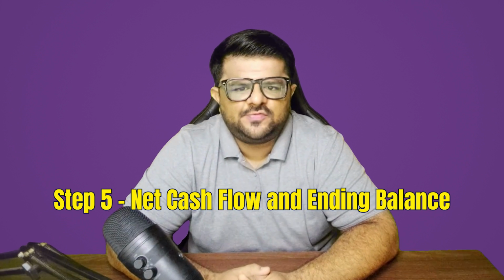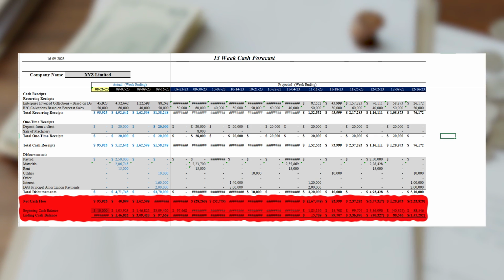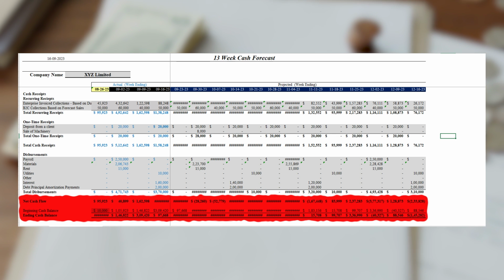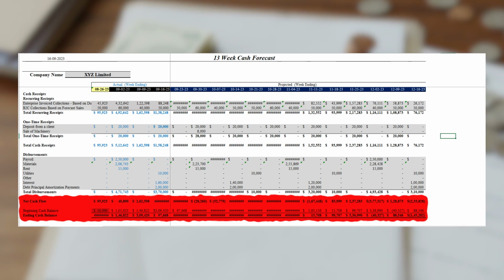Next, step number five is to calculate the net cash flows and the ending balance. Each week, you subtract the total cash outflows from the inflows. That is your net cash flow. Then you update your ending cash balance week by week. This gives you a running picture of how your bank balance will change in the coming weeks.